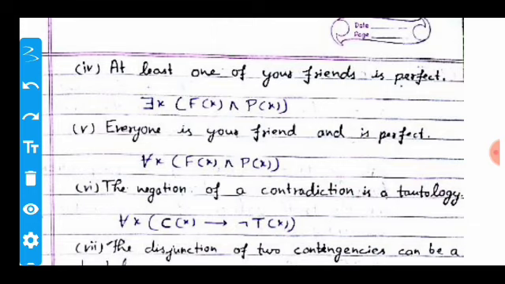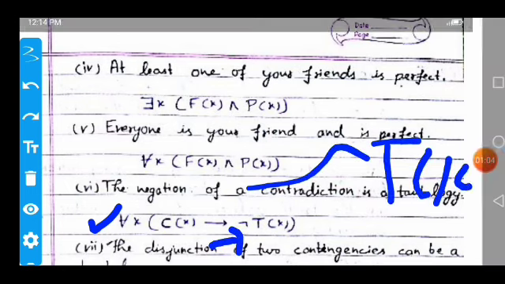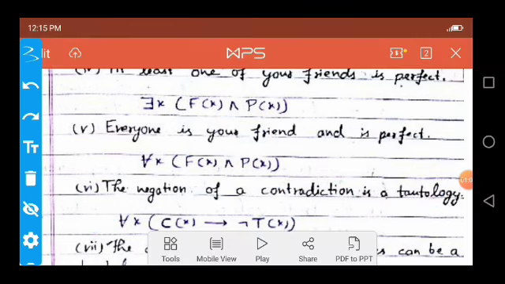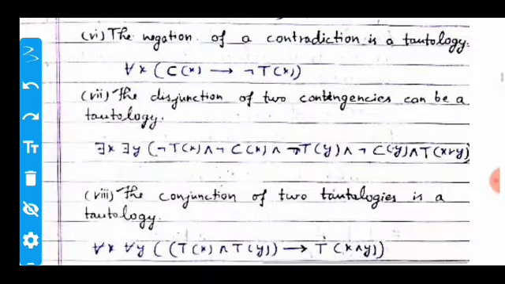Now move on to the next. The sixth one is: the negation of a contradiction is a tautology, that is, for all x, C of x is represented as not T of x. It represents that the negation of a contradiction is a tautology, because a contradiction contains only false values. When we negate it, it gives true values. So it is a tautology.